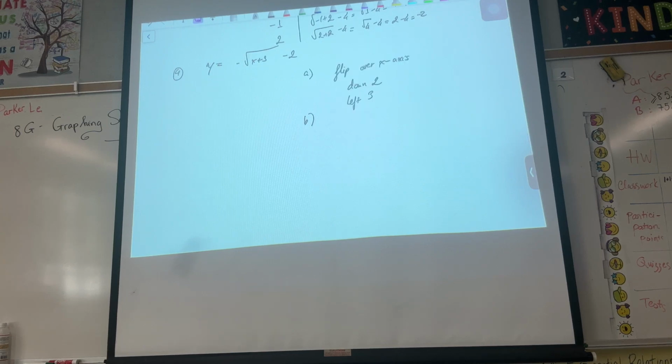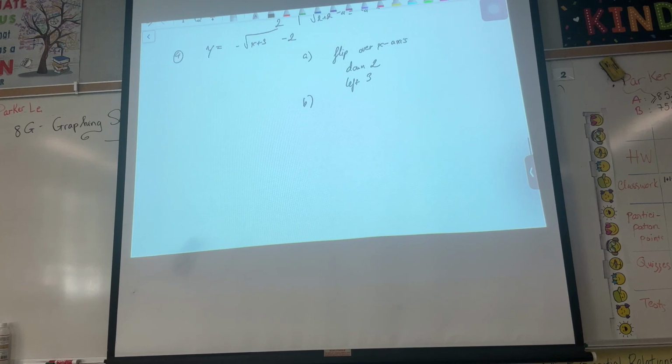All right, now Irma, you want to do domain? X plus 3 greater than or equal to 0. What do you mean? You need to get X by itself. Oh yeah, you subtract 3 from both sides. Right. So what did you have? X is larger than or equal to -3.